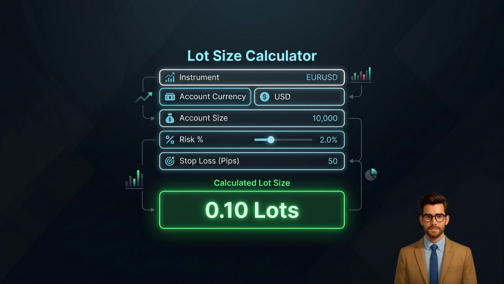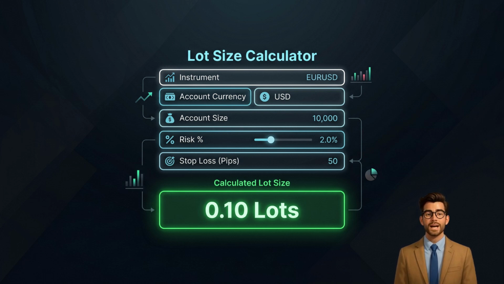Step 1. Input your instrument. You select the exact currency pair, index, or metal you are trading. The calculator uses this to pull the live exchange rate, instantly solving the pip value discrepancy we discussed earlier. Step 2. Account currency. Select the baseline currency of your actual trading account, whether that is USD, EUR, or GBP. This ensures all conversions map correctly to your balance.